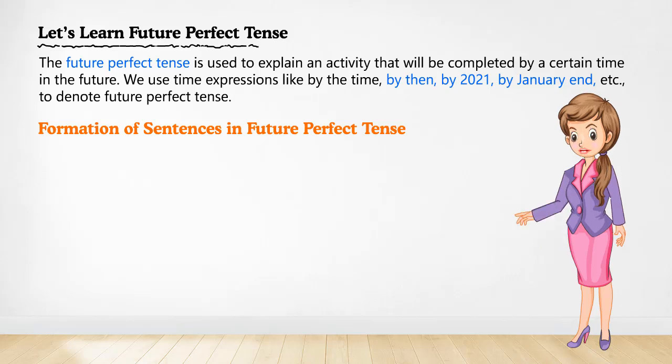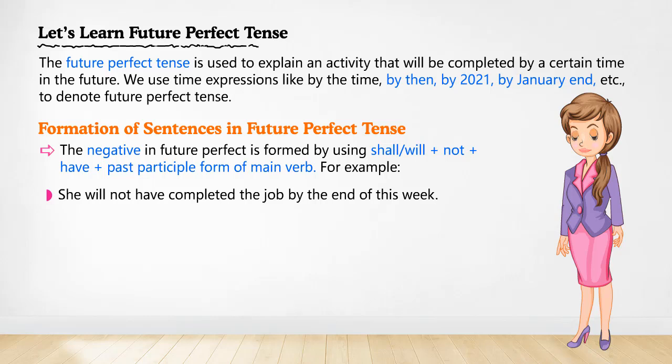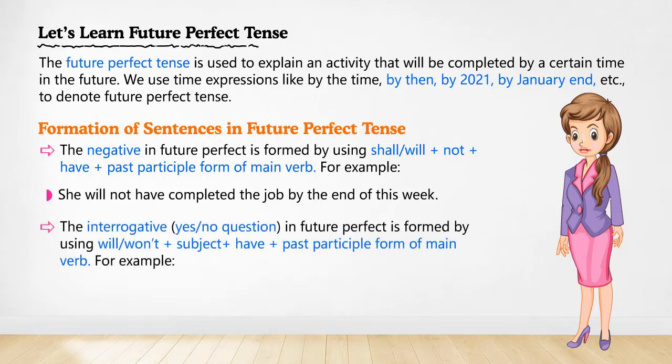Formation of sentences in future perfect tense. The negative in future perfect is formed by using shall, will, plus not, plus have, plus past participle form of main verb. For example, she will not have completed the job by the end of this week. The interrogative yes, no question in future perfect is formed by using will, won't, plus subject, plus have, plus past participle form of main verb. For example, will you have reached the airport in time?